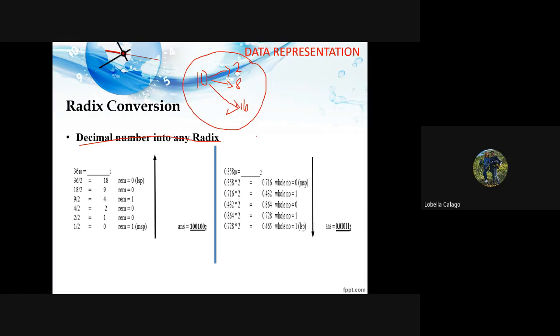So, for the first example, we will convert it to base 2. So, paano po ginagawa? Pag ang hinahanap is base 2, siya po yung magiging denominator natin. So, we have here, dinivide natin sa 2, divide natin sa 2, i-divide natin sa 2, and so on. Yan. Ngayon, paano yung ginawa?